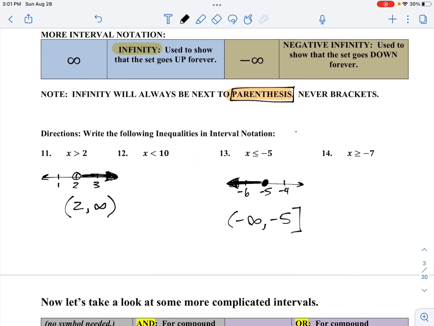So big difference between number 11. This was an open circle, which means parentheses on the number. This is a closed circle, which means bracket. These are probably the hardest ones. Now let's practice some in class and call me over so that we can look at them together.